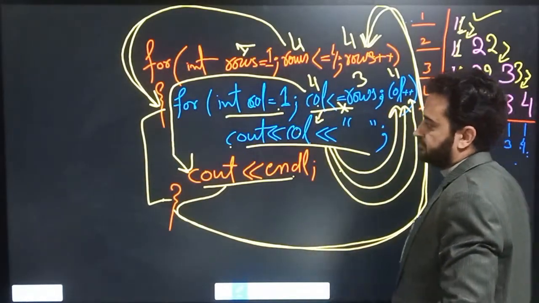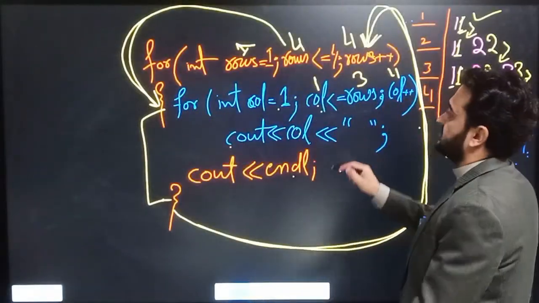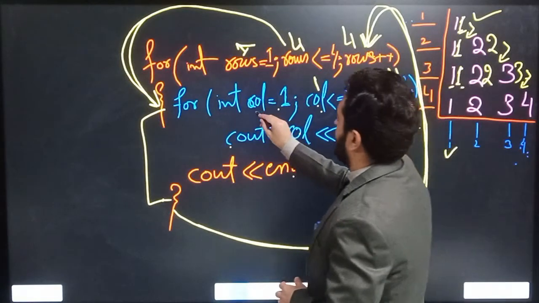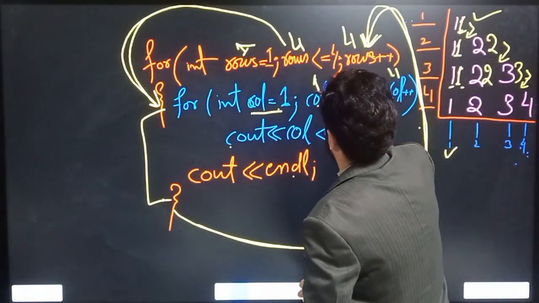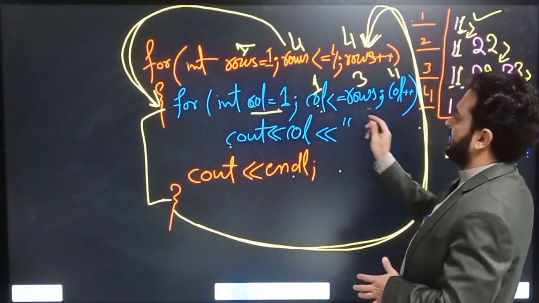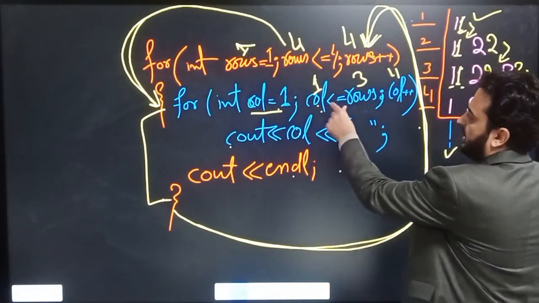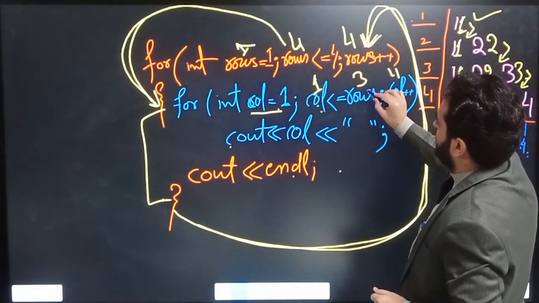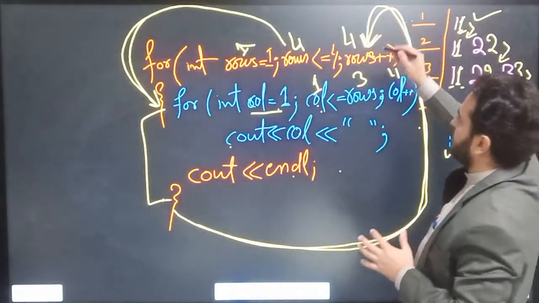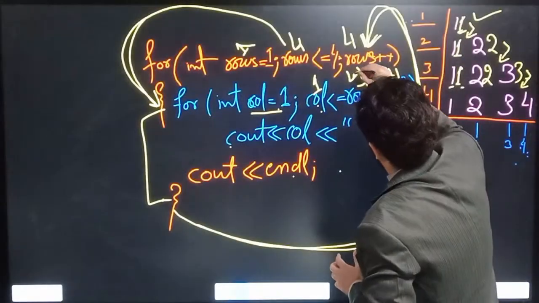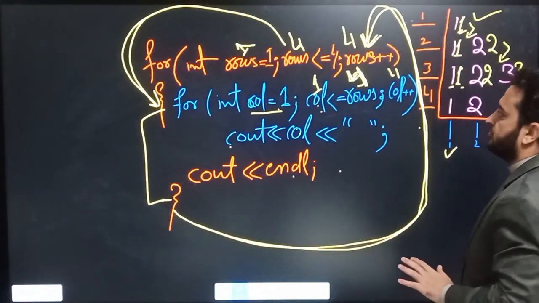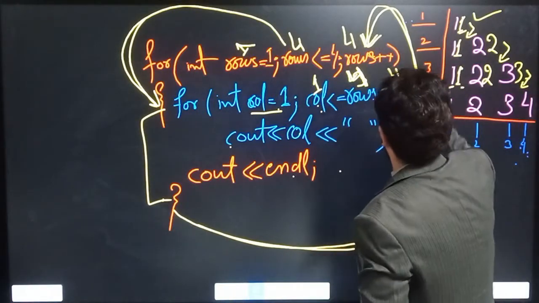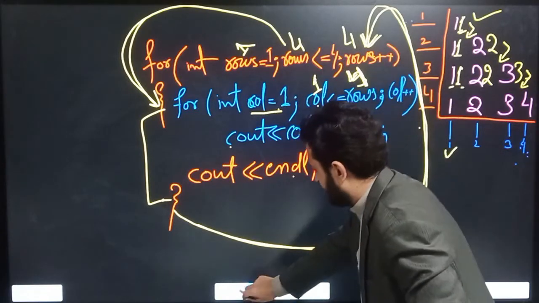This inner loop will execute again and column will be initialized with 1, which will be checked in the condition as well. So column is less than or equal to rows. Now the rows value has already been updated, so rows is equal to 4 now. So 1 is less than or equal to 4. Yes, 1 is less than or equal to 4.